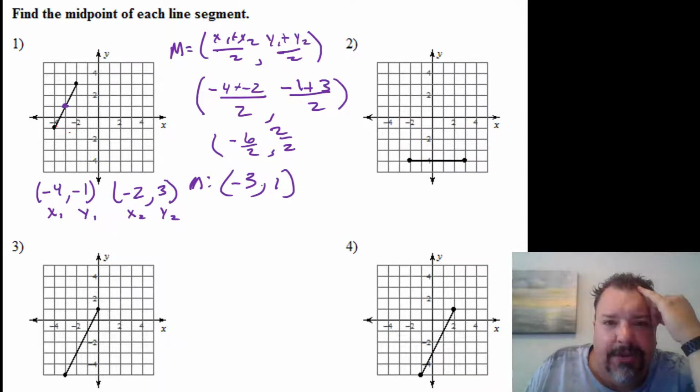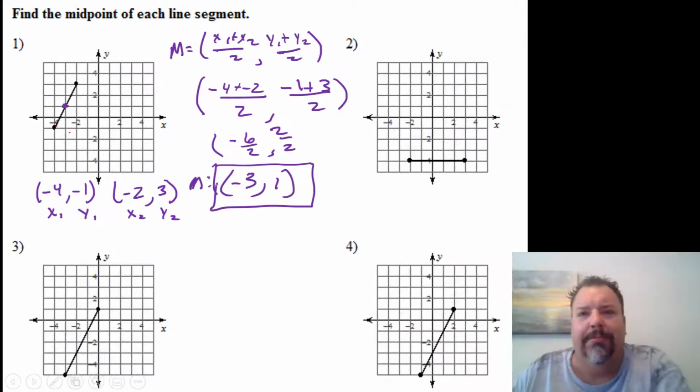And now when you do this formula, if you've got the graph here, check to make sure that that point actually makes sense. So go ahead and plot it. -3, 1, there it is. It's on the line segment, and it looks like it's halfway along the line segment. So that is our midpoint.